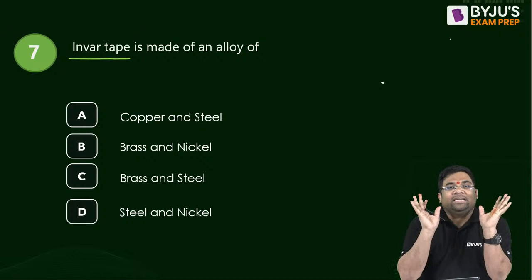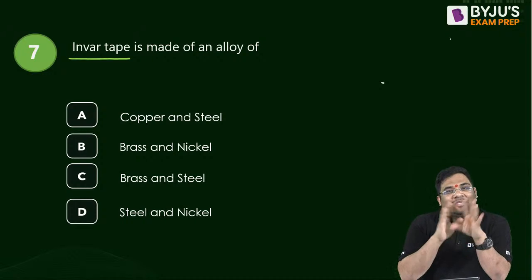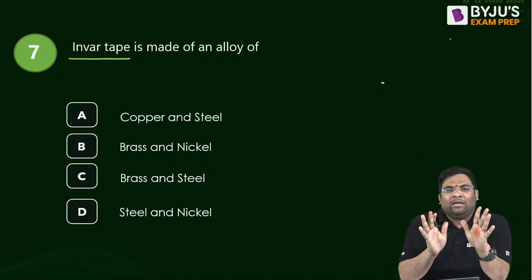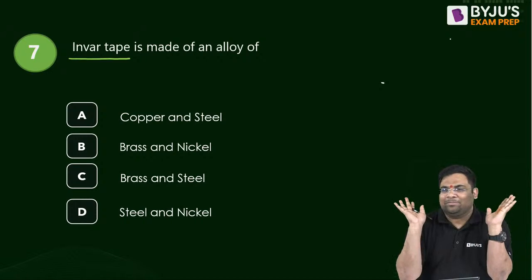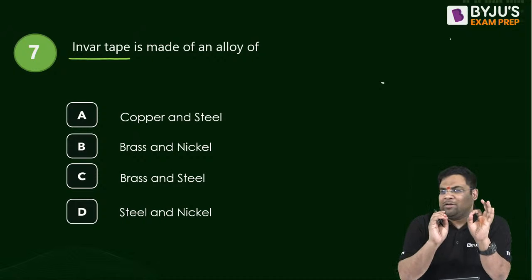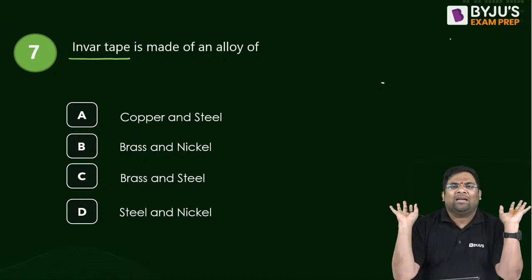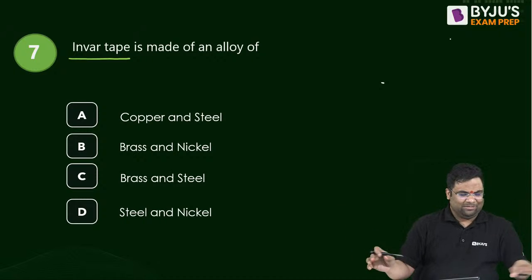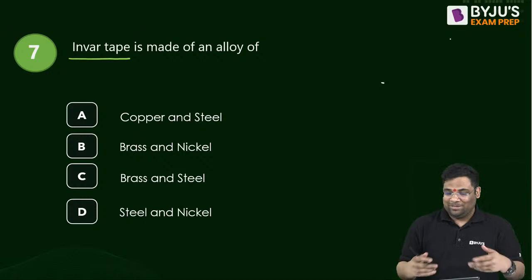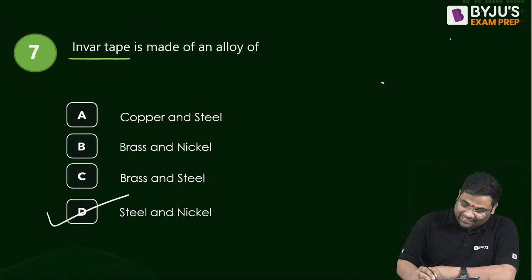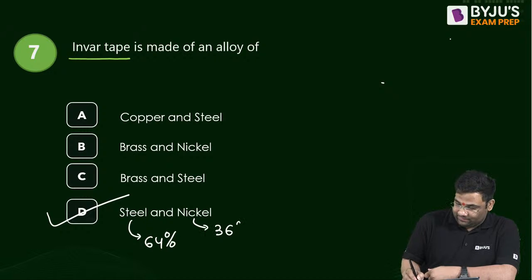Even I was doing the same mistake when I was in college. Then when I was preparing for GATE, I understood that over dependence on the calculator is a disease. So whenever you are solving questions, just remove the calculator, keep it aside. I don't have a calculator also. So the answer is D here. Steel is 64% and nickel is 36%.